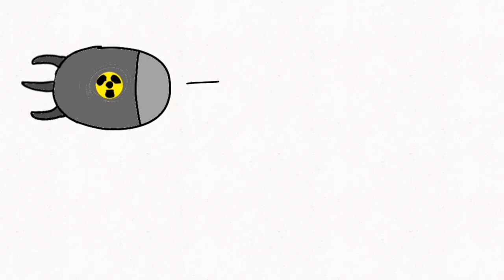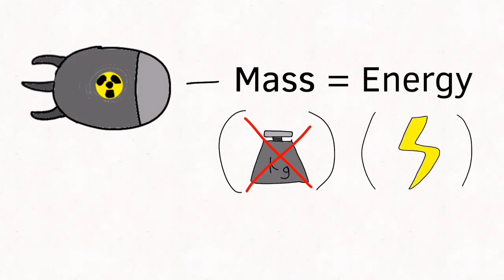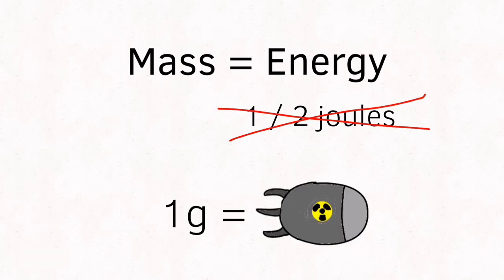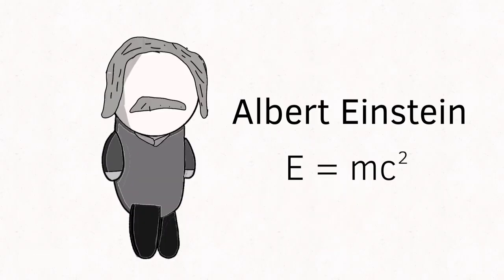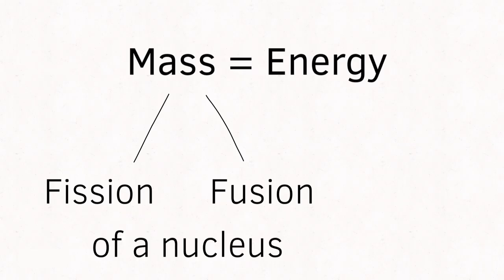Nuclear bombs revolve around one simple concept, which is that mass, which is kind of like weight, but not really weight, can become energy. And I'm not saying like 1 or 2 joules, no. I'm saying that 1 gram of that mass lost can be enough for a nuclear bomb. That's also the whole point of Einstein's E=mc². So the two means of getting said mass is the fission or fusion of the nucleus.